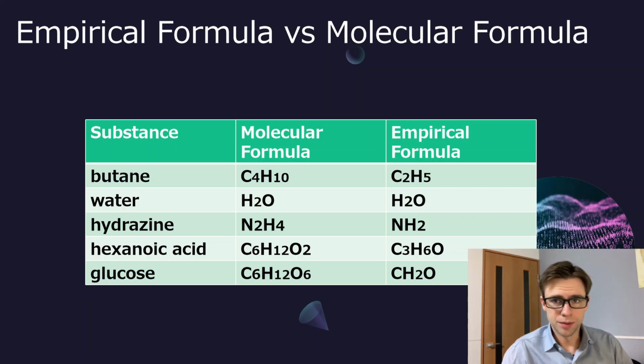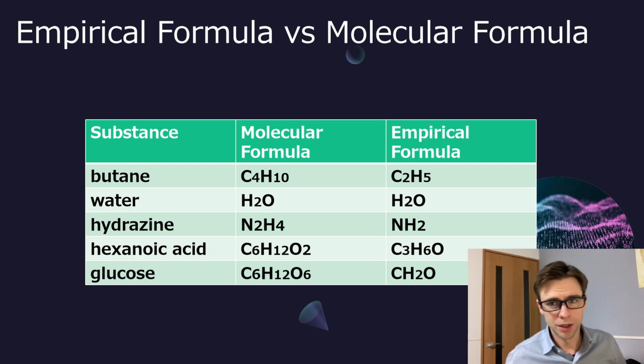Okay, so the empirical formula represents that most simplified ratio. The molecular formula, though, is the actual chemical formula of what actually exists at the atomic scale. So it's really the true representation of what a molecule is.